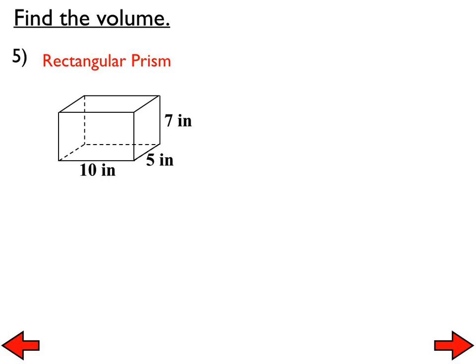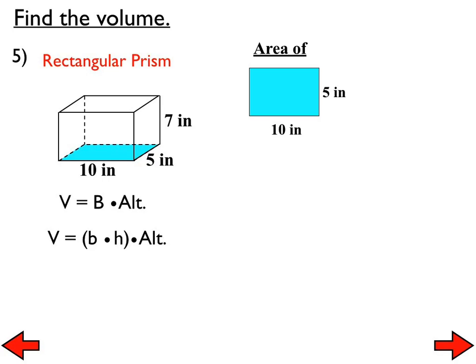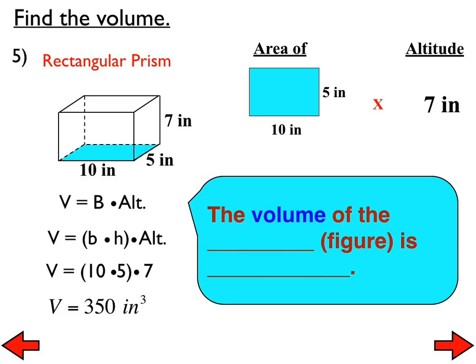So let's go through number 5. This is a rectangular prism. The base is a rectangle, that's why it's a rectangular prism. The area of the base is 50, because it's a rectangle that's 10 by 5. The altitude of that shape is 7. So the area of the base, 50, times the 7 is 350. So the volume of the rectangular prism is 350 cubic inches, or inches cubed. Everybody now do number 6.